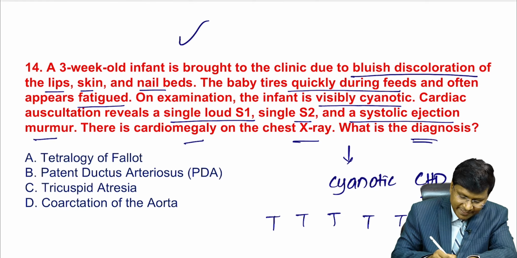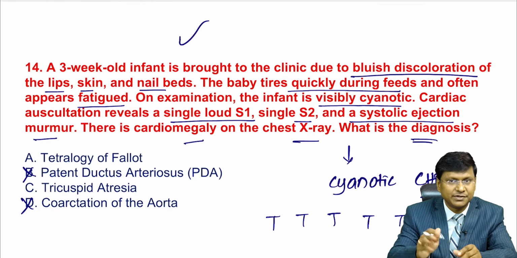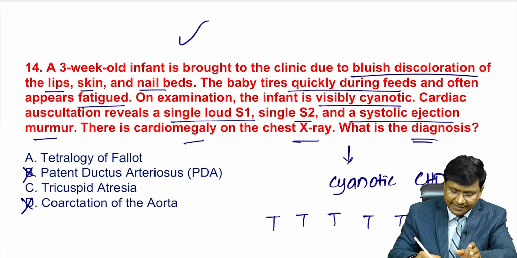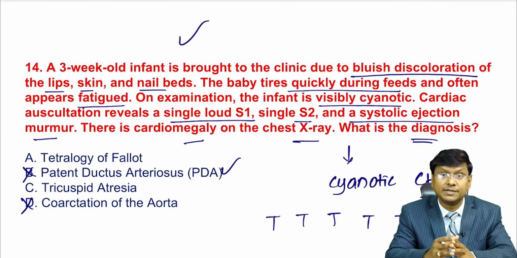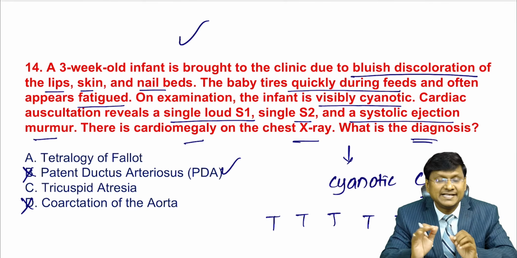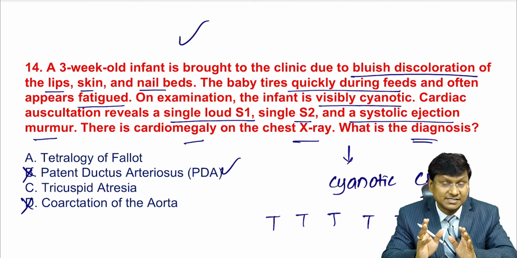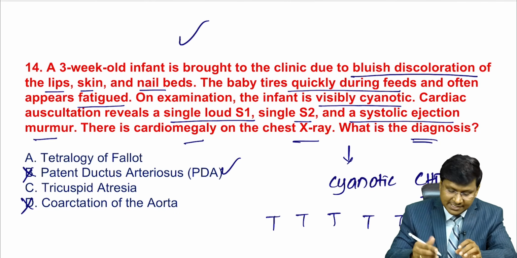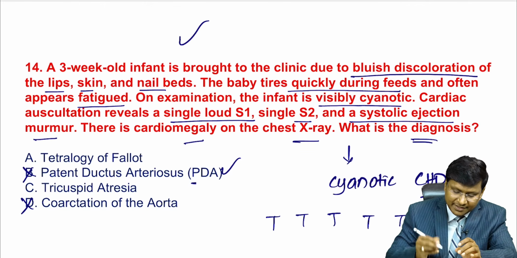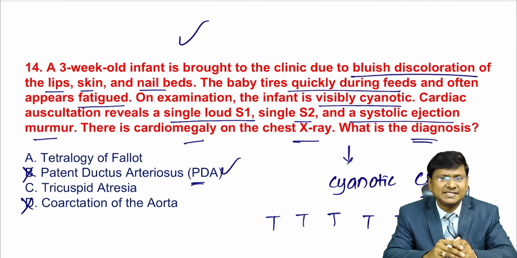Now, so patent ductus arteriosus and coarctation of aorta are ruled out. Yes, even in patent ductus arteriosus, there can be development of cyanosis whenever there is development of Eisenmenger syndrome, right? So when there is a scenario of development of Eisenmenger syndrome, then you have this patent ductus arteriosus. But whenever there is Eisenmenger syndrome, you know, there will be development of pulmonary hypertension and there will be loud P2 as well, right?